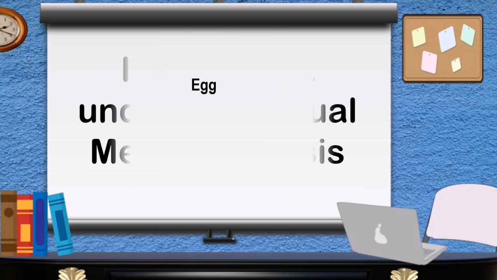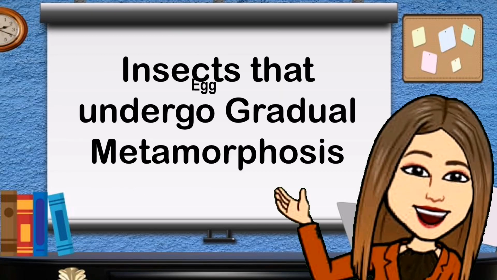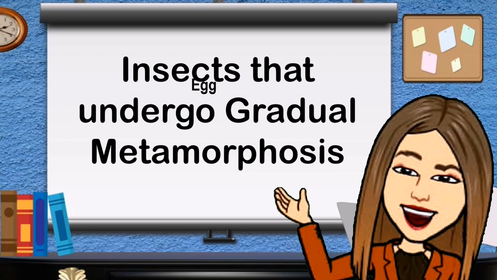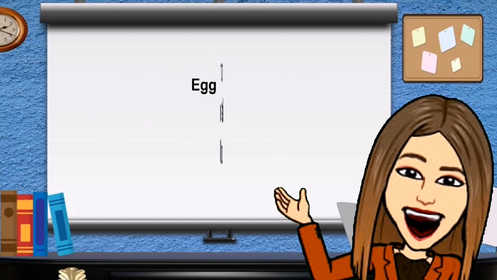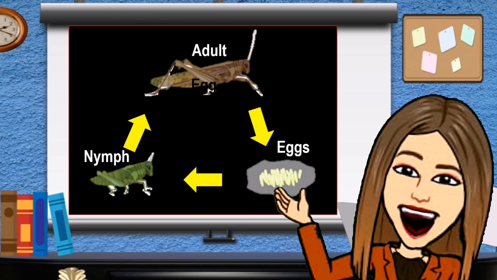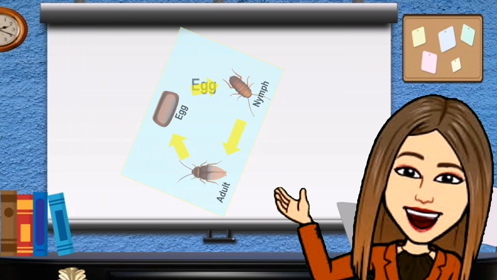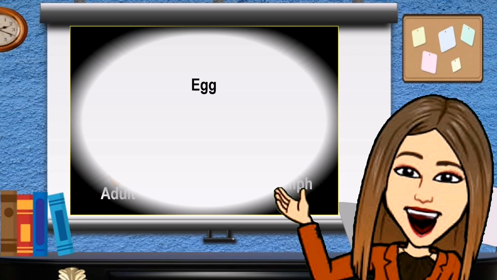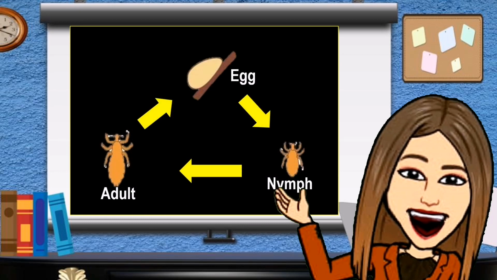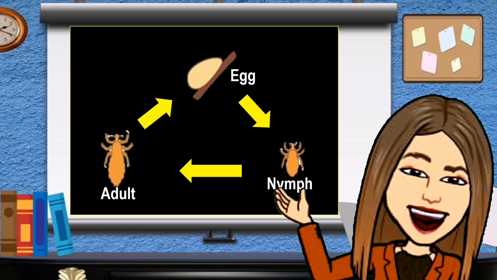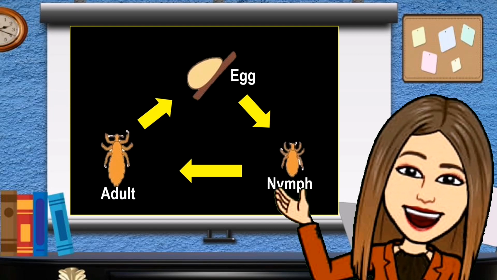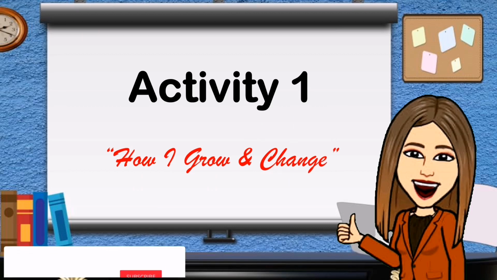and wings. The following are the examples of insects that undergo gradual or incomplete metamorphosis: the life cycle of a grasshopper, the life cycle of a cockroach, and the life cycle of a louse. Those are the insects that undergo the gradual metamorphosis or the incomplete metamorphosis because they have 3 stages in the life cycle. Let's have our activity 1.